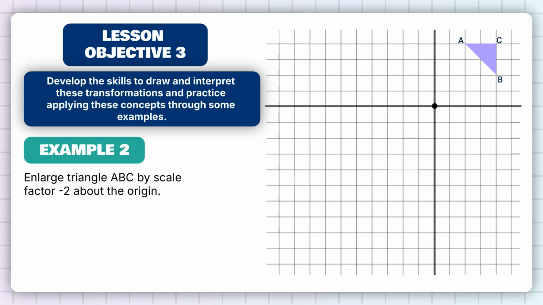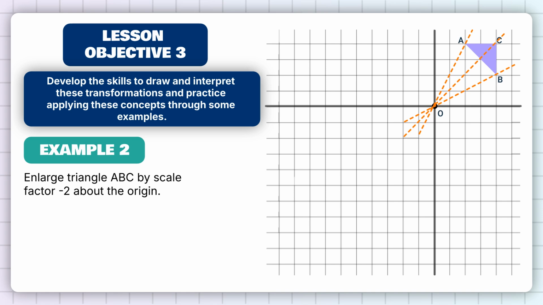Let's do some practice problems. We'll start with a straightforward example of negative enlargement. Imagine you have a triangle ABC and you want to enlarge it by a scale factor of -2 about the origin. Let's say the center of enlargement is point O, which is outside the triangle. We start by drawing lines from O through each vertex of triangle ABC. These lines will help us locate the new vertices of the enlarged triangle.